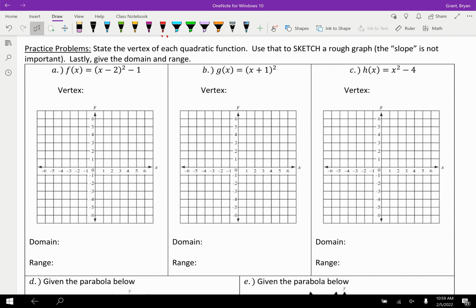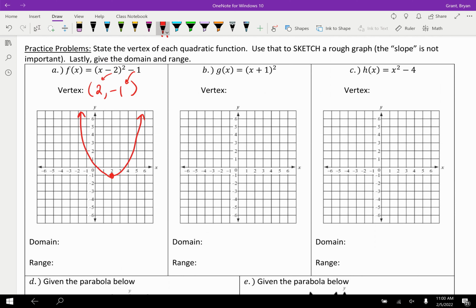So, for example, on A, they ask us to graph and then give the domain and range. So let's start with the vertex. Our vertex is the opposite of H, that's 2, comma K, which is negative 1. Right 2, down 1. From here, there is a square, so we know this makes that parabola, that U-shaped graph. So I'm just going to go ahead and graph my U-shaped equation. That's it. Nothing else. No more accurate than that.